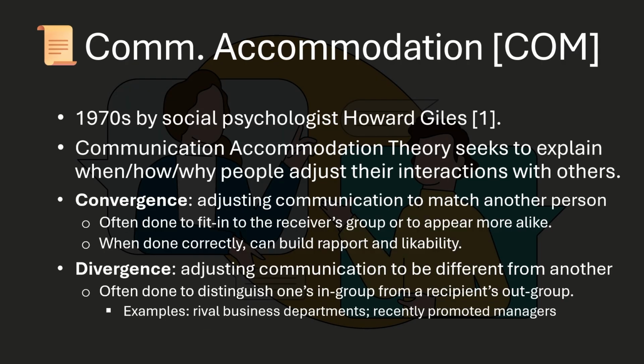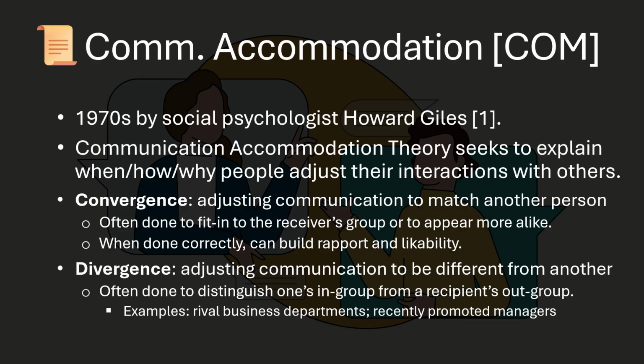So the second theory we'll talk about is communication accommodation theory. This is a theory that was developed in the 1970s by social psychologist Howard Giles, and the basic idea is that people often adjust the way they communicate depending on who they're talking to. We don't all speak exactly the same way to every person. Instead, we naturally adapt our communication based on the situation.